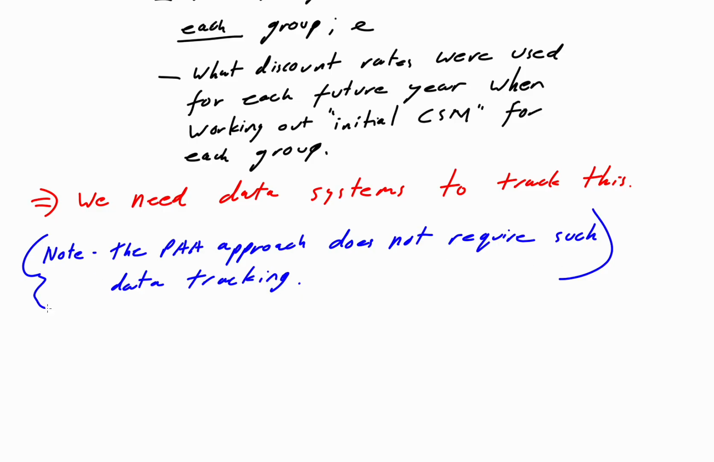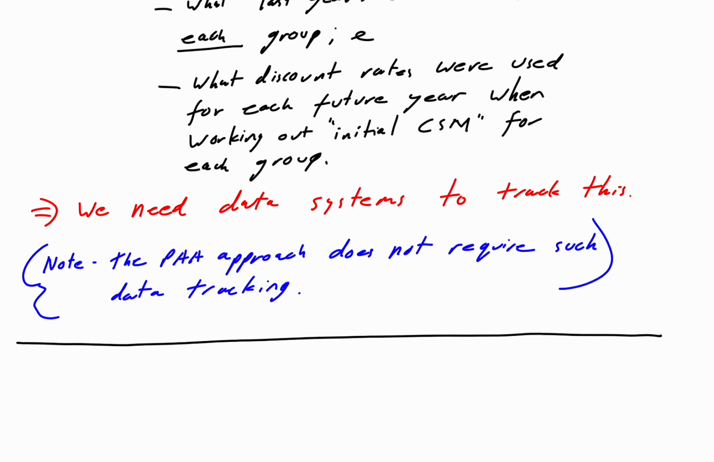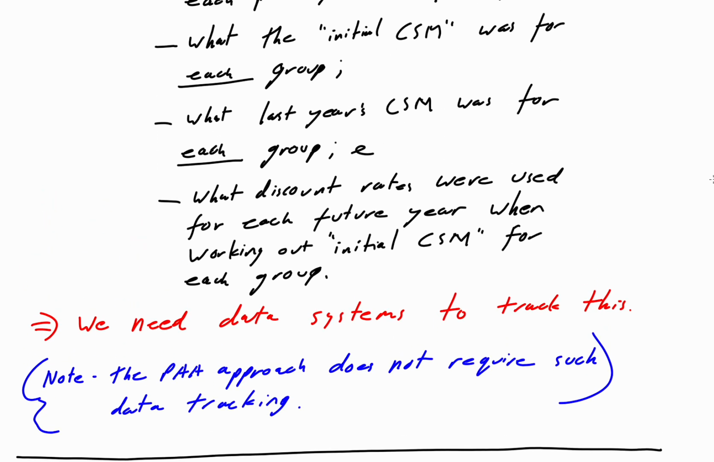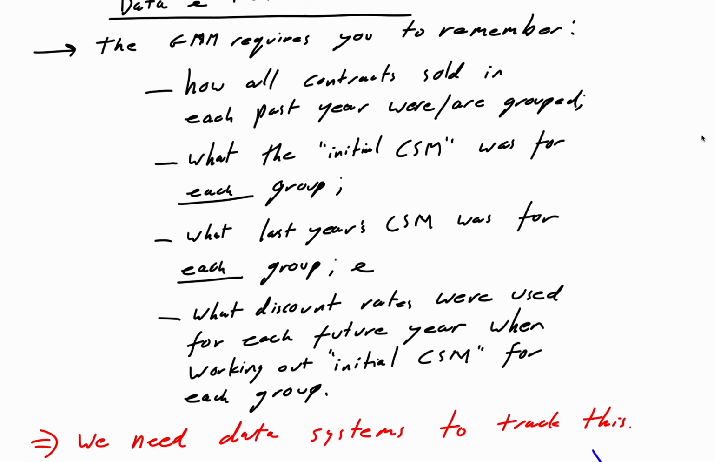So this is an issue that life insurance companies will tend to face, because generally speaking they're going to be using the GMM approach. That's the approach that we've talked about in lectures 1 and 2 to figure out how profit emerges over time, and indeed they have to hold this CSM as part of their balance sheet.